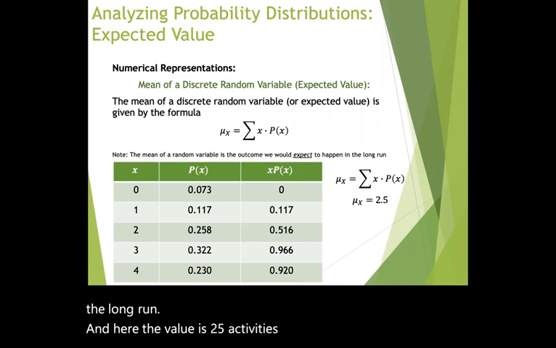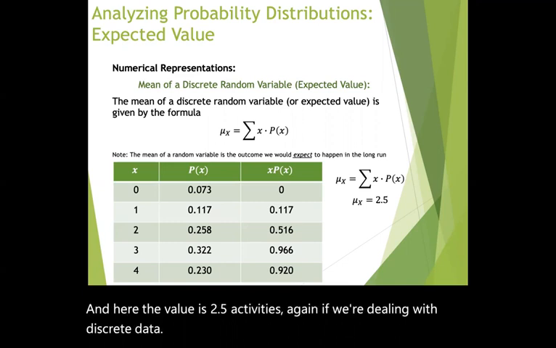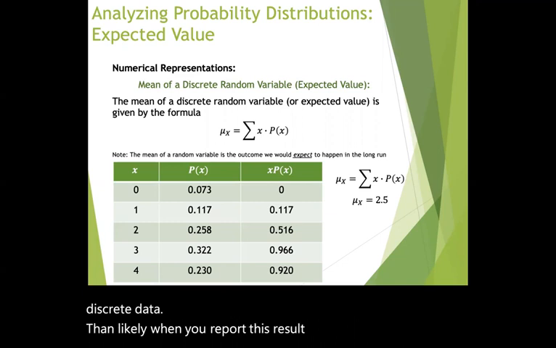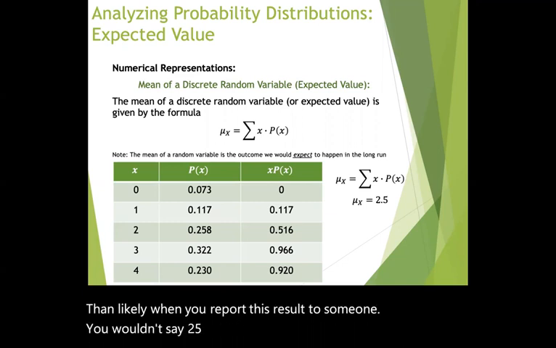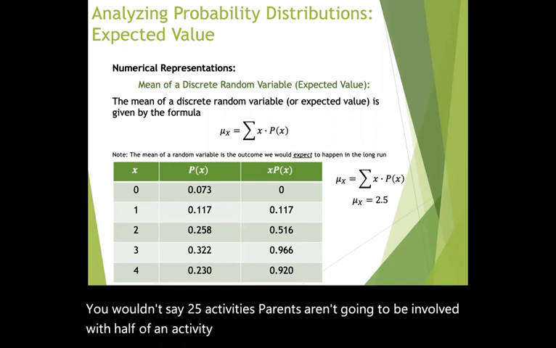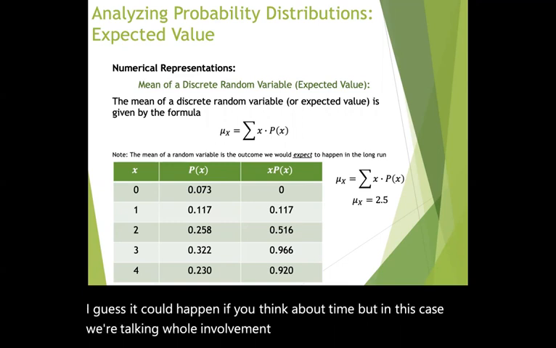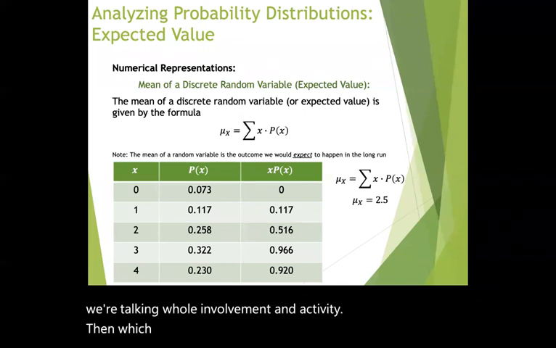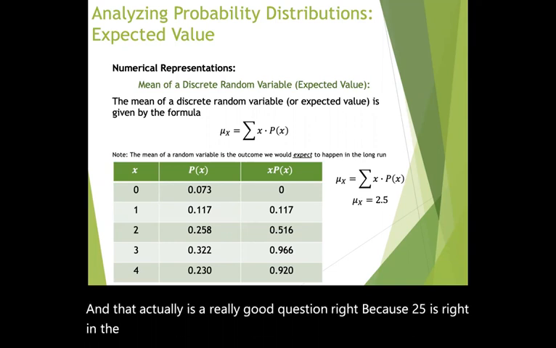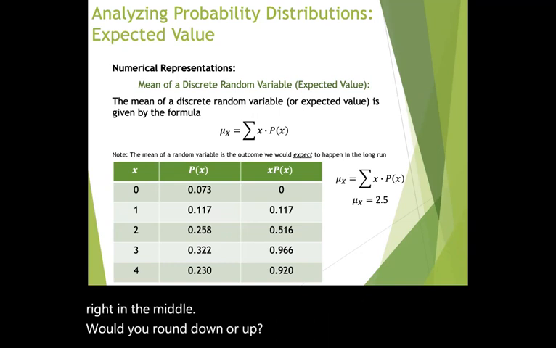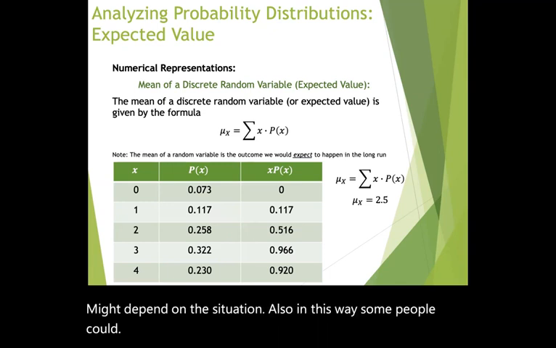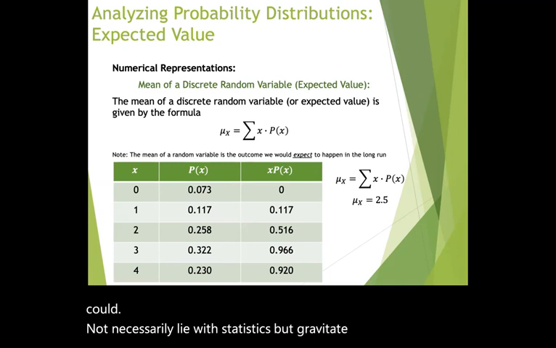Again, if we're dealing with discrete data, then likely when you report this result to someone, you wouldn't say 2.5 activities. Parents aren't going to be involved with half of an activity and leave. I guess it could happen if you think about time, but in this case, we're talking whole involvement in the activity. Then which way would you report in terms of the expected value? And that actually is a really good question, right? Because 2.5 is right in the middle. Would you round down or up? Might depend on the situation. Also, in this way, some people could not necessarily lie with statistics, but gravitate towards an answer that fits their need better.